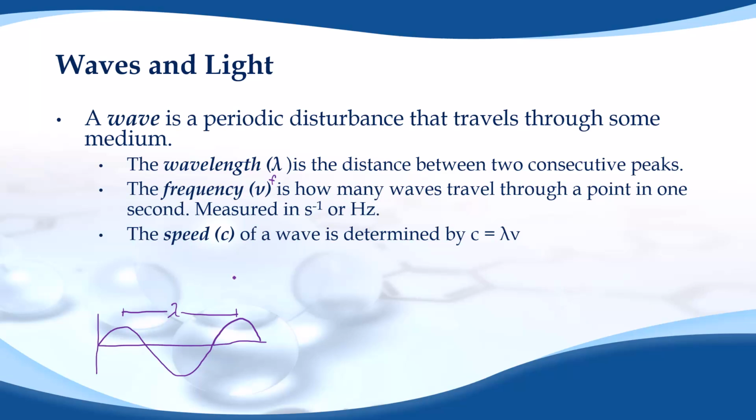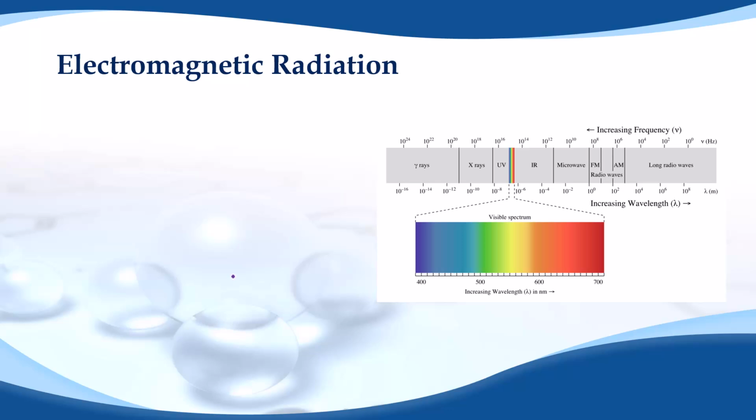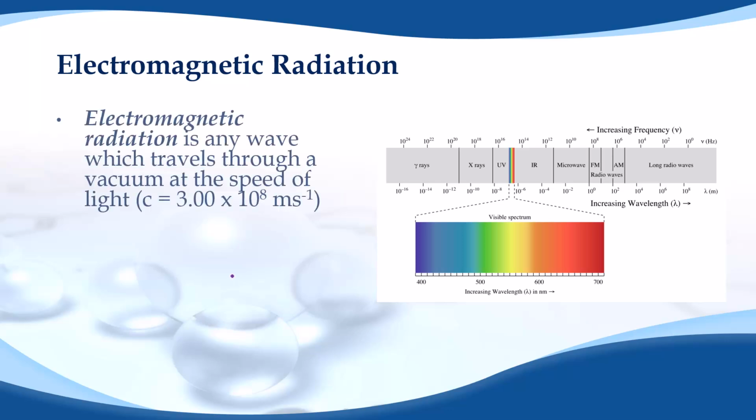Now, while ocean waves and sound waves are nice, what we care about is electromagnetic waves. Electromagnetic waves are also called electromagnetic radiation. The key distinguishing feature of this is that the speed that it travels at is the speed of light. So any wave which travels at the speed of light in a vacuum is an electromagnetic wave.